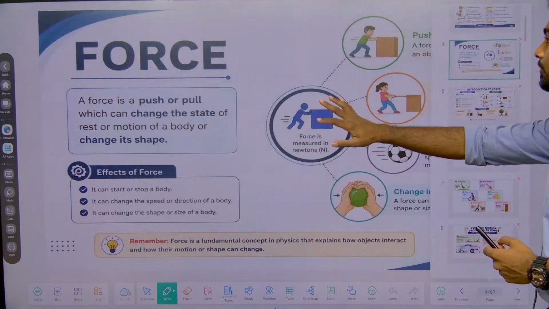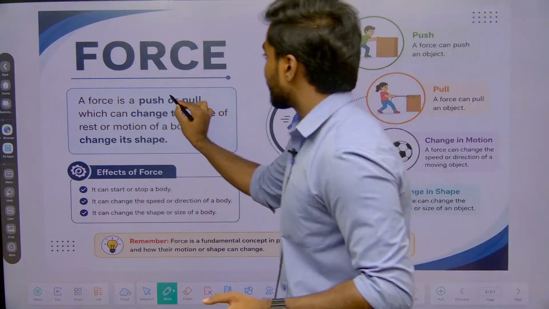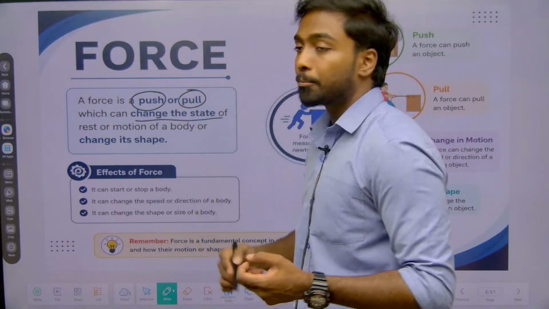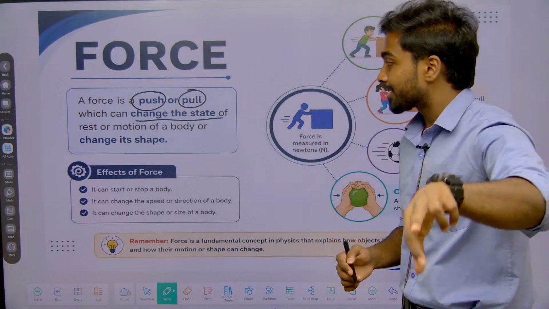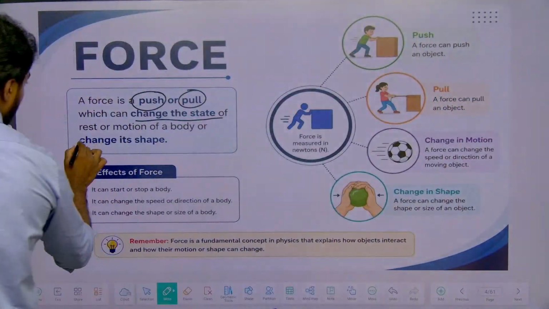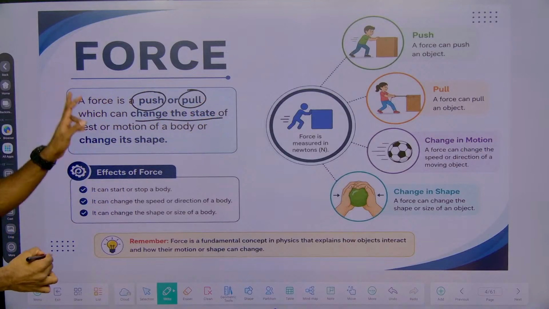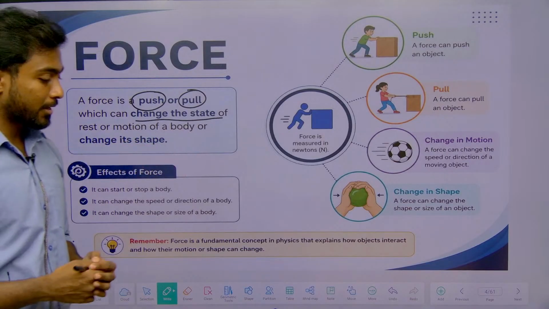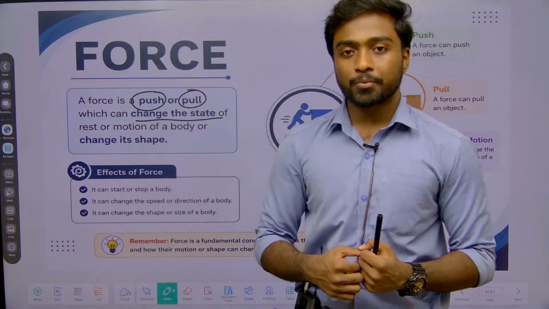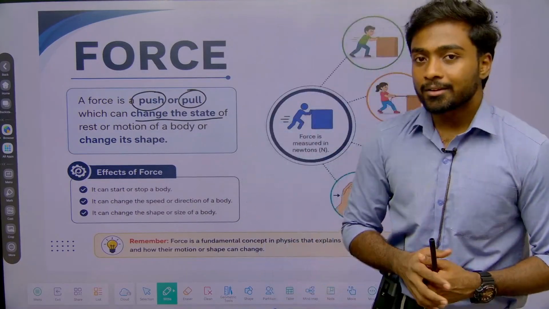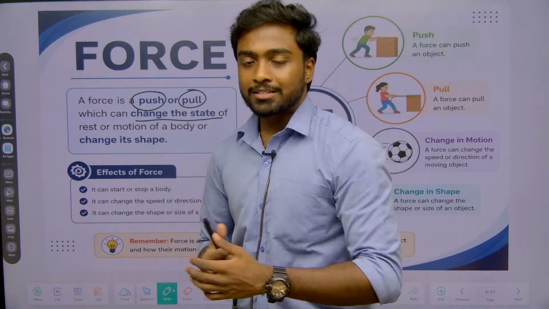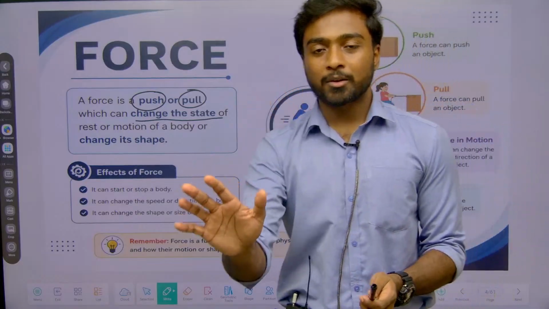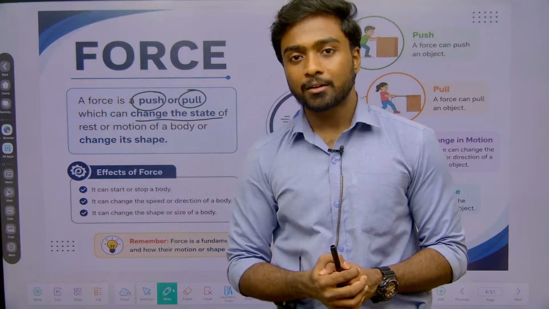So force is nothing but either a push or a pull, which changes the state of rest or motion of an object. A force is a push or a pull which can change the state of rest or motion of a body, and change its shape also. Suppose a person is running towards you and you apply a force like this, the person stops suddenly. Or a person is standing, watching something, and you apply a force and push him, he starts moving.